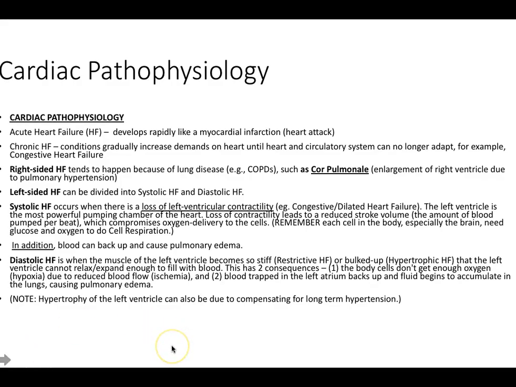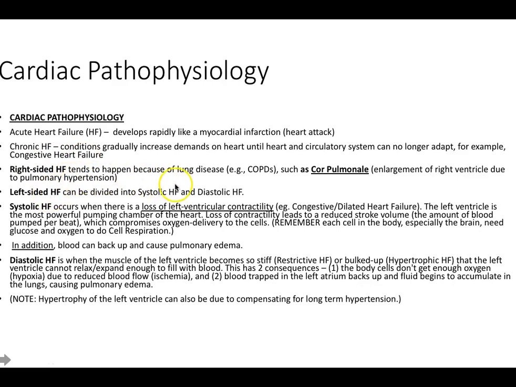All right, the last topic, cardiac pathophysiology. What we have for this topic is mainly about heart failure. Heart failure can be acute, like a heart attack or myocardial infarction. Or chronic, which means, especially in the elderly, you can end up having increased demands on the heart as it ages, and so you can't meet the body's needs for oxygen. And that is an example of congestive heart failure.